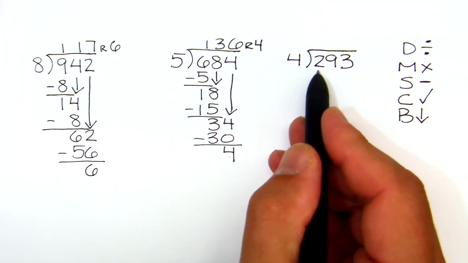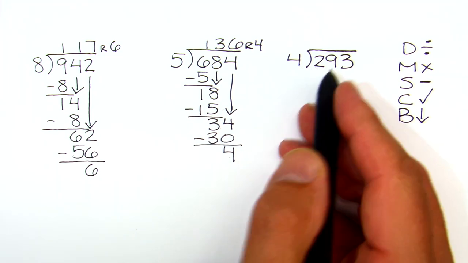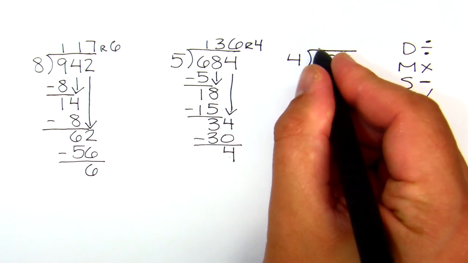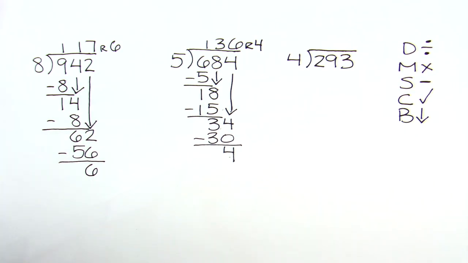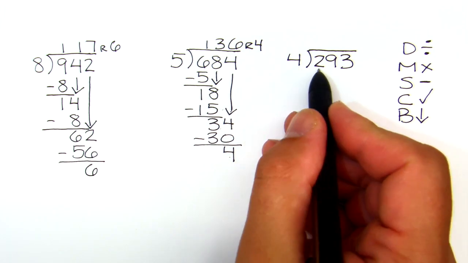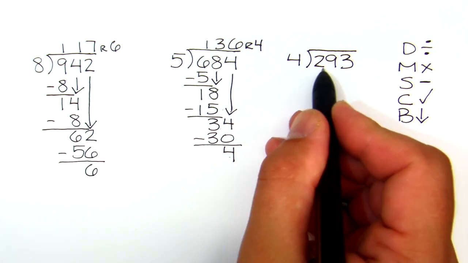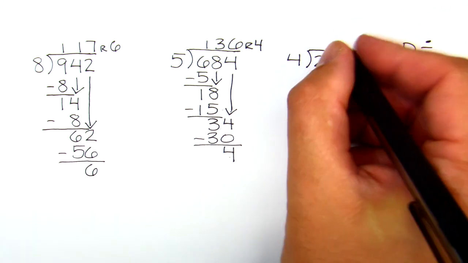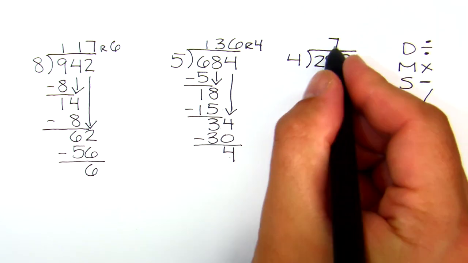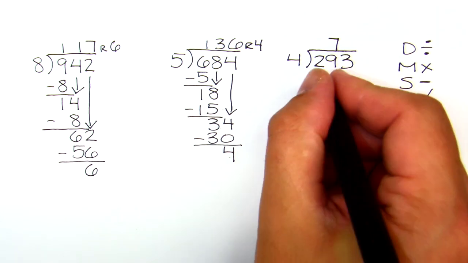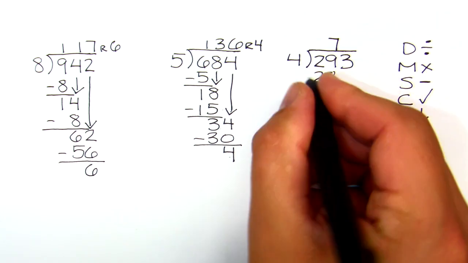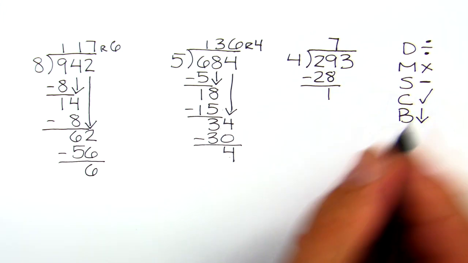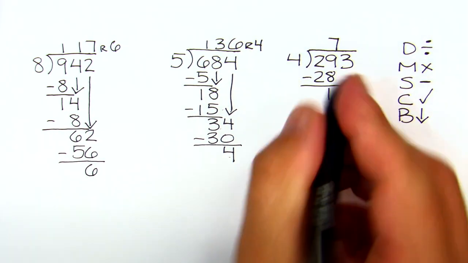In this problem, 4 cannot go into 2, so we skip it. Sometimes we like to draw a little tiny X here. In this one, we're not gonna do that. You have to be careful that your X doesn't look like a decimal, by the way. So instead of 4 trying to go into 2, which it can't, let's take the first 2 digits, 4 into 29. It can 7 times. So we put a 7 up top. Now we multiply. 7 times 4 is 28. We subtract, and that's 1. 1 is less than 4, so we're all good.